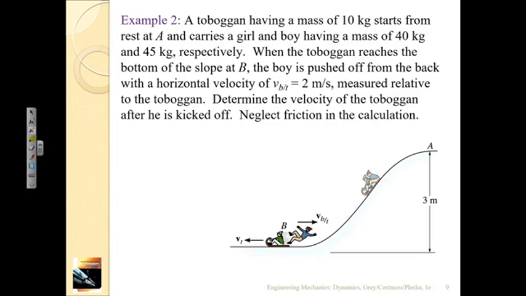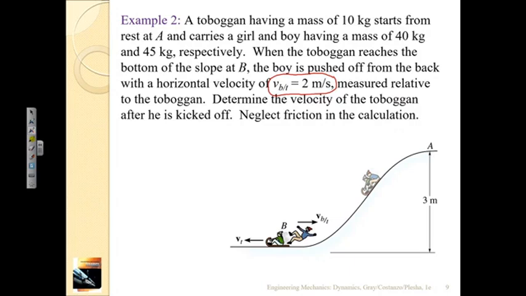When the toboggan reaches the bottom of the hill, the boy is pushed off the back with a horizontal velocity of 2 meters per second relative to the toboggan. Classic. Ladies always pushing us off. Determine the velocity of the toboggan after he's kicked off. Neglect friction. So what do I got here?